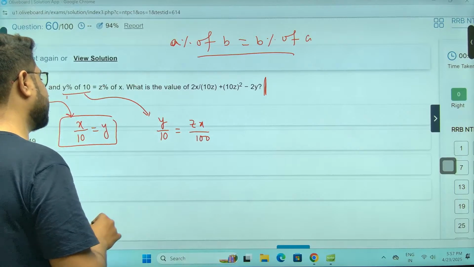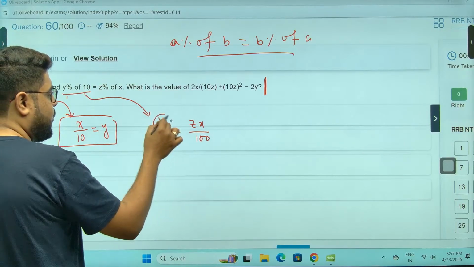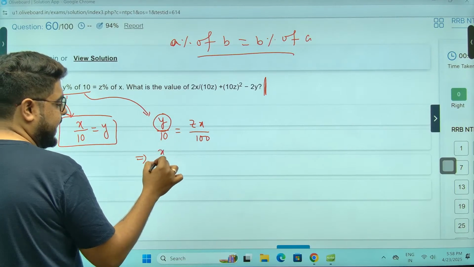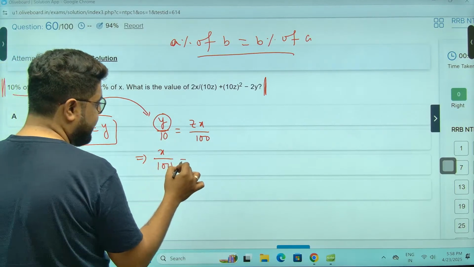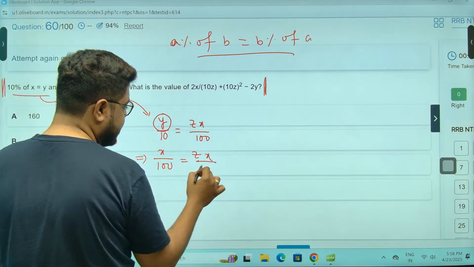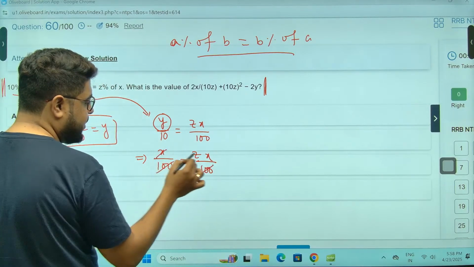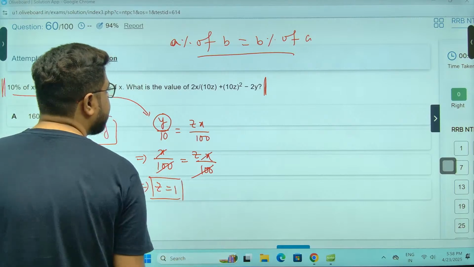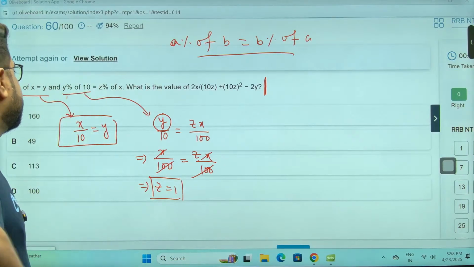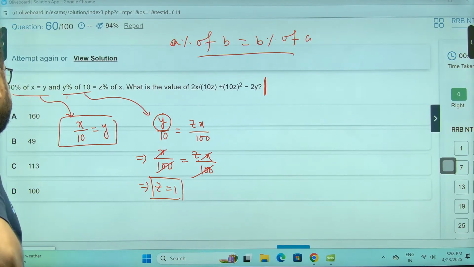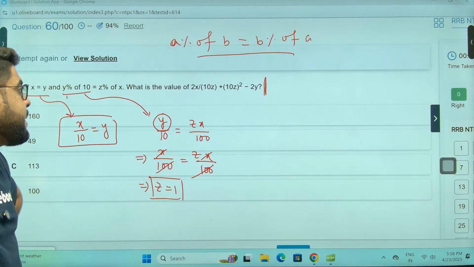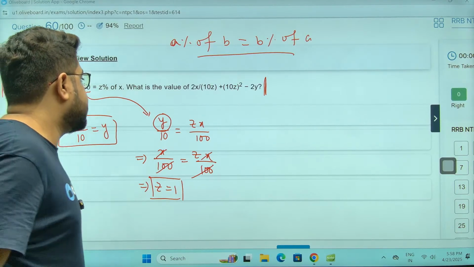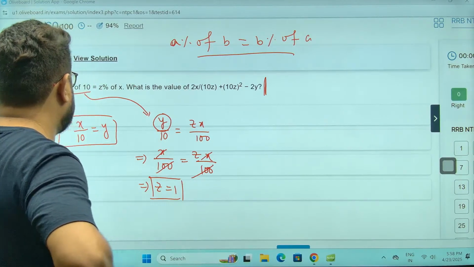Right, sir? Do one thing, sir. Instead of Y, you write X by 10. If I write X by 10 and 10 means 100, ZX by 100. 100 gone, 100 gone, this concept. Z is 1. Z is 1, sir. Z is 1 has come. So good. Okay, sir, Z is 1. Wait a second.